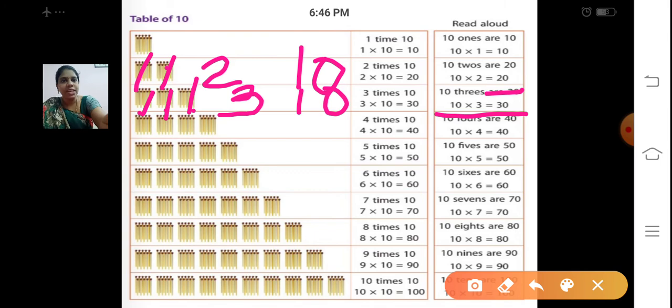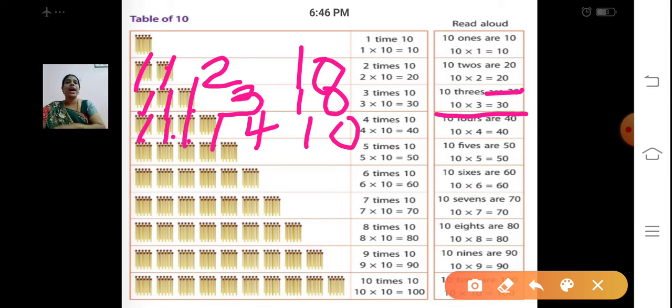Shall we move on to the next one? Just count how many groups are there. 1, 2, 3, 4. Here we have 4 groups. In each group, same, we have 10, right? So 10, 10, 10, 10. So you're going to add 10 4 times. 10 plus 10 plus 10 plus 10 is 40. 10 fours are 40. 10 ones are 10. 10 twos are 20. 10 threes are 30. 10 fours are 40. Now let's move on to the next one.